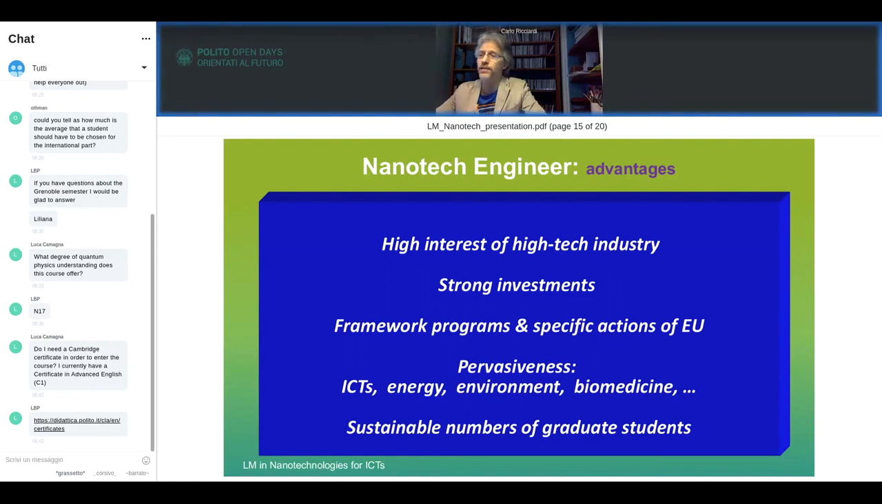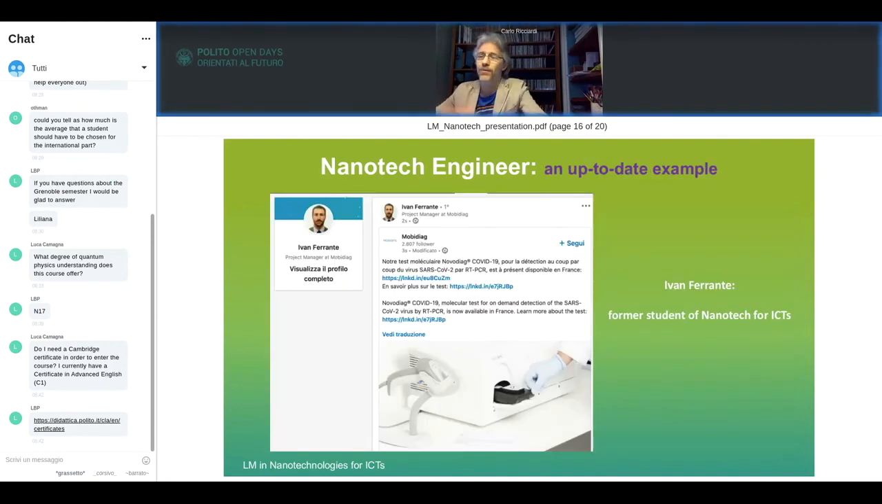The other point is, as I was saying, the pervasiveness. So this is nanotech for ICT, but similar rules to fabricate a very good transistor for a computer work if you want to use the same idea for energy application or environment application or biomedical application. That's because of the pervasiveness of the nanoscience. So that's why I reported one example of a nanotech engineer that is really up to date.